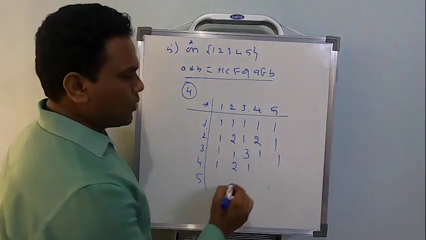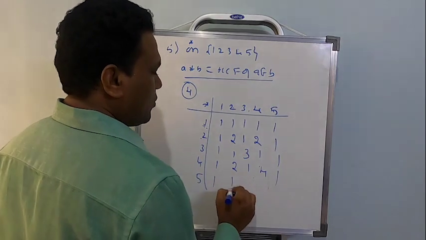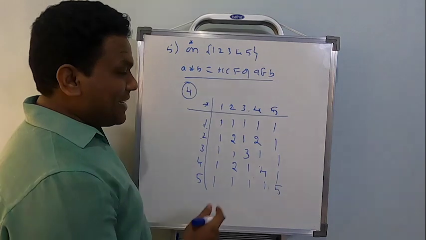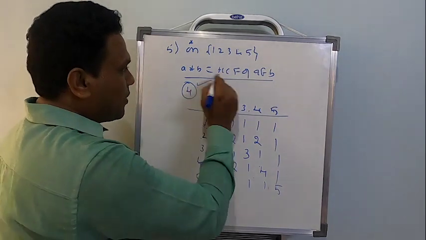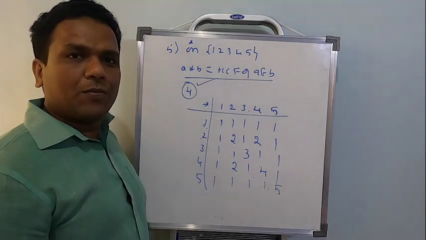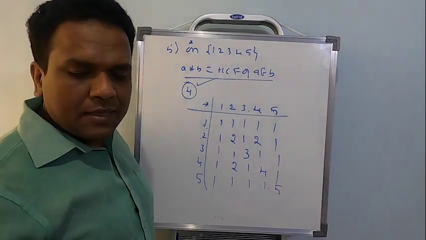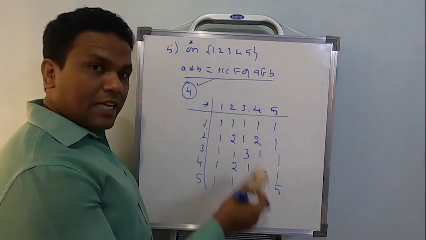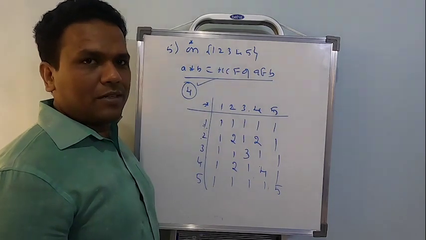Highest common factor of 4 and 4 is going to be 4. And 4 and 5 will be 1. The next: 1, 1, 1, 1, 5. Correct? The table given here is the same as the table given in example number 4, so we have to verify it. Problem 4 and 5 are one and the same. In one, a table was given to us, and here we need to construct the table. That was the difference.